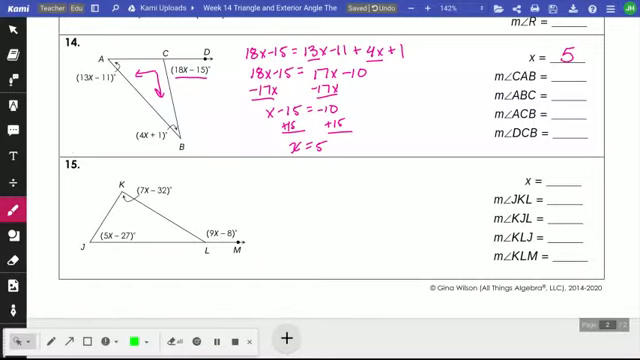Well, then it wants me to find the measure of each angle. Since there is an exterior angle, the triangle itself has 3 inside, and it also has that angle outside. Okay, so CAB is this angle here. Okay, that is CAB. So I will do 13 times 5 minus 11, and that will be 54 degrees. ABC is this angle here. So I will do 4 times 5 plus 1, and that will give me 21.